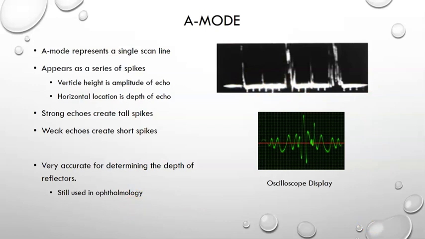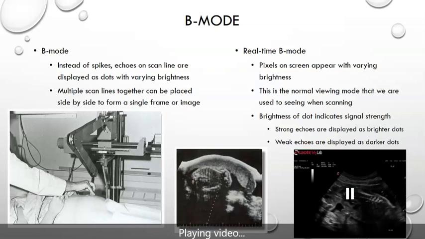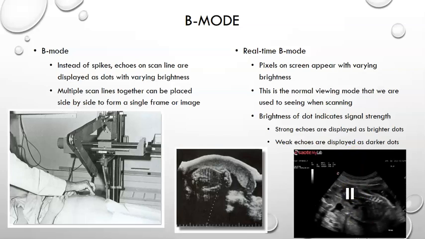Normally, though, A mode imaging is converted into B mode imaging. We take our A mode imaging and we convert it into B mode so that you can collect information in grayscale, because we like pictures of things. And so that's what B mode gives us: pictures of things instead of spikes.